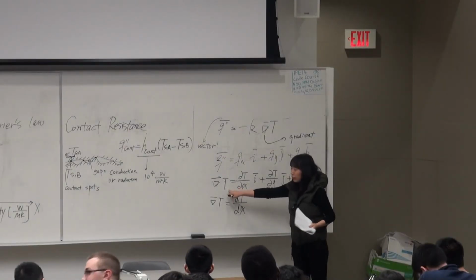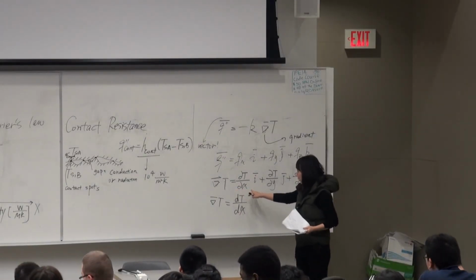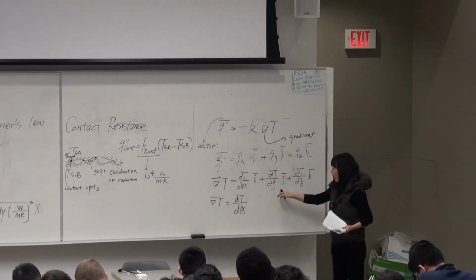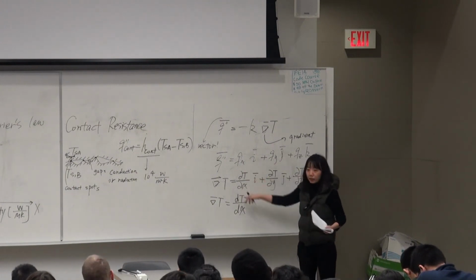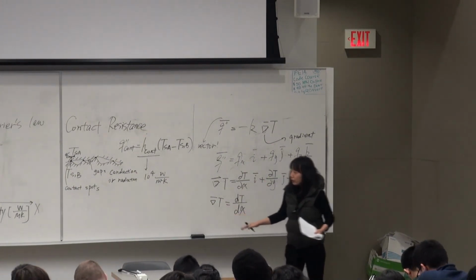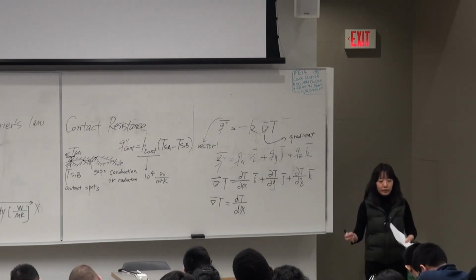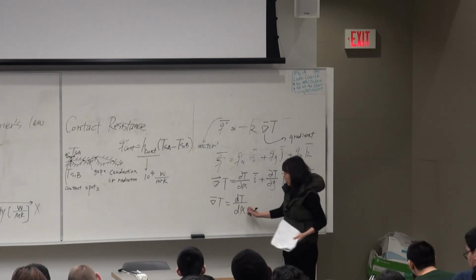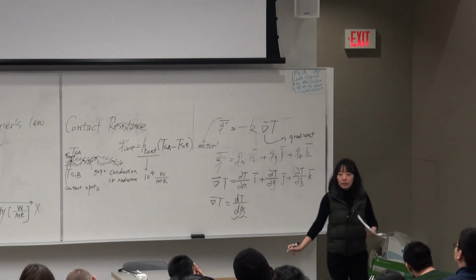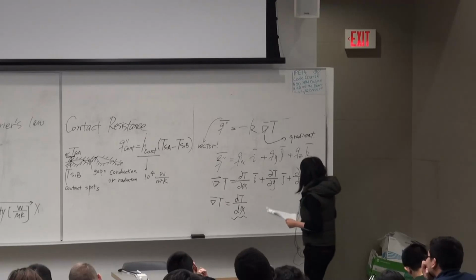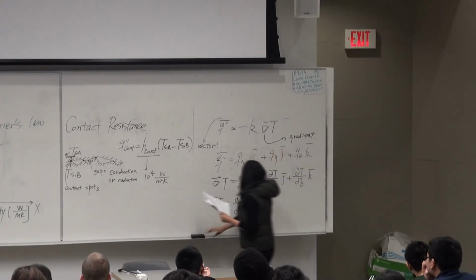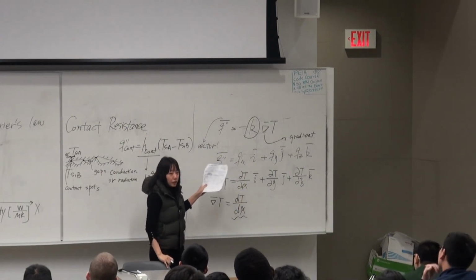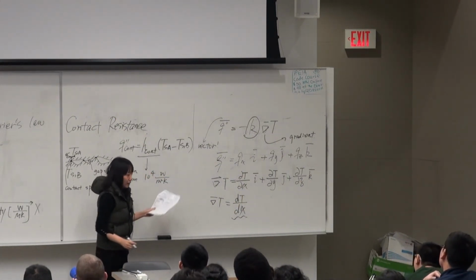Because in the 3D case, the temperature is now a function of more than one independent variable. It's a function of x, y, z. So it should be a partial derivative. But if we assume heat flows only in one direction, it is a function of only x, so it can be a total derivative. That's the main difference. And for this case, we assume k is constant for isotropic properties.